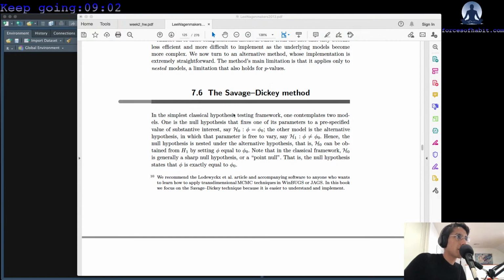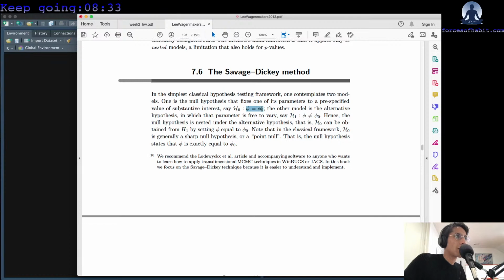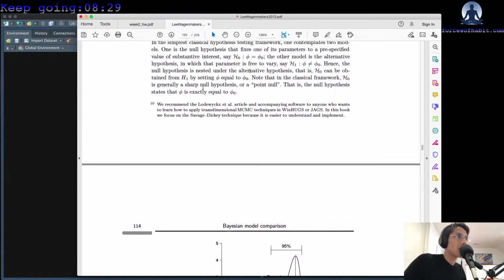The simplest classical hypothesis testing framework, one that contemplates two models, so one versus another, a null hypothesis versus an alternative, so equal to or not equal to. And this is specifically when we're talking about a point null, where it's equal to some value, is the null hypothesis, right? So it has to be specifically that value, not some range of candidate values in this simple framework.